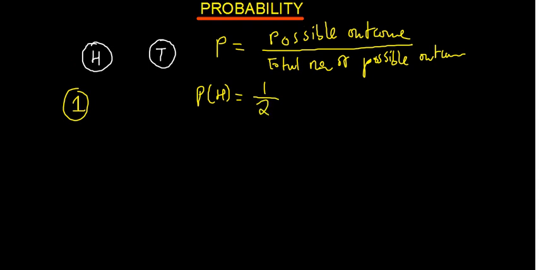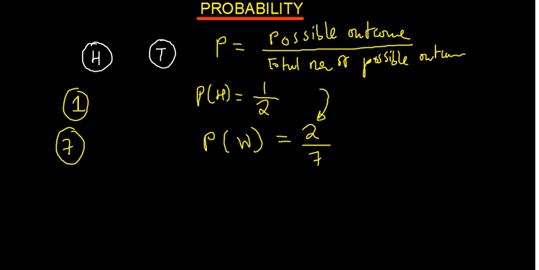So if you are in a week of 7 days and the chance of you going to work is only 2 times, the probability of you going to work is going to be 2 out of the total number of days, which is 7, because you only go 2 times or 2 days in a week, and the week contains 7 days. So the 7 is the total number of possible outcomes, right?